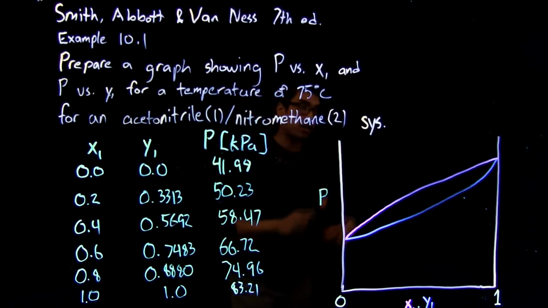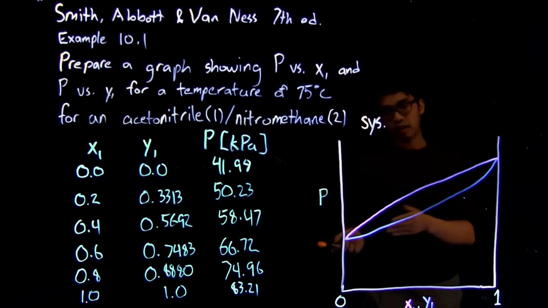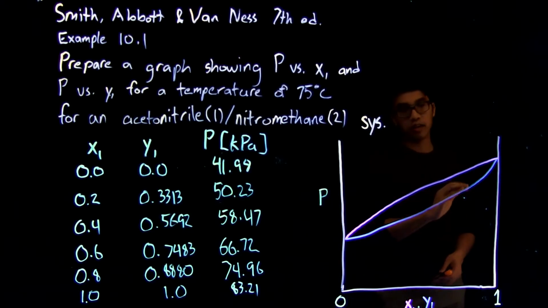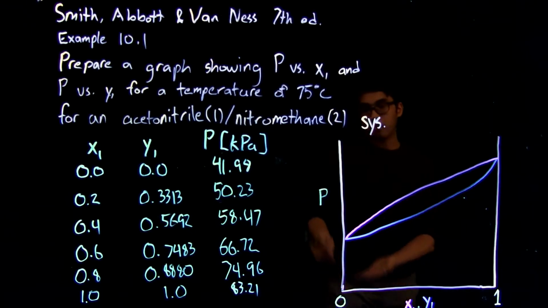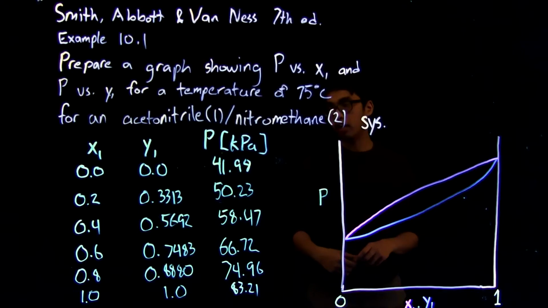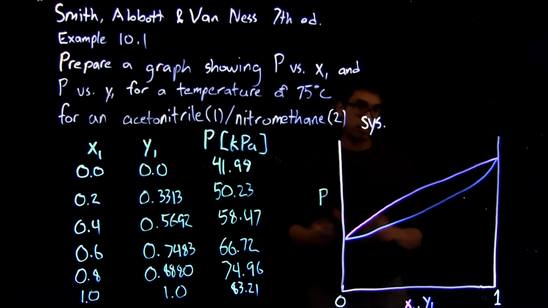And when you plot this on the graph, you'll get something like this. So x1 is the line on top, and y1 is the line on the bottom. And of course, this is with respect to pressure. You could also do this graph with temperature instead of pressure, and it would be very similar.